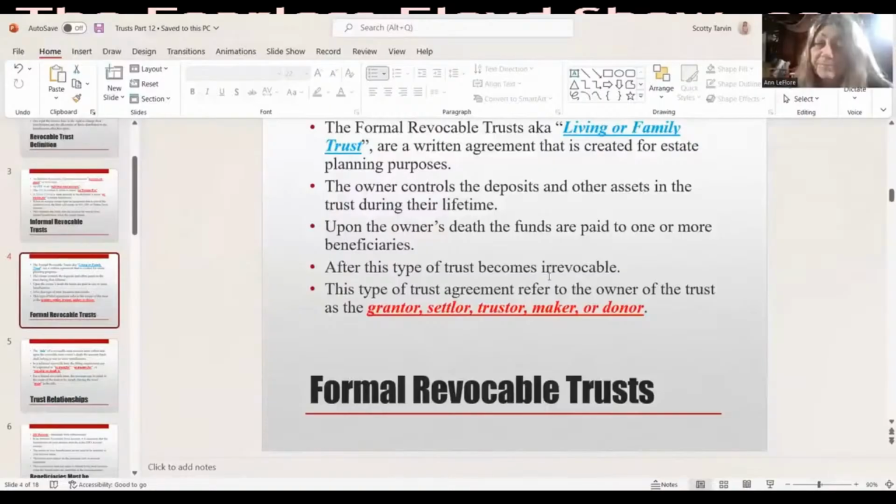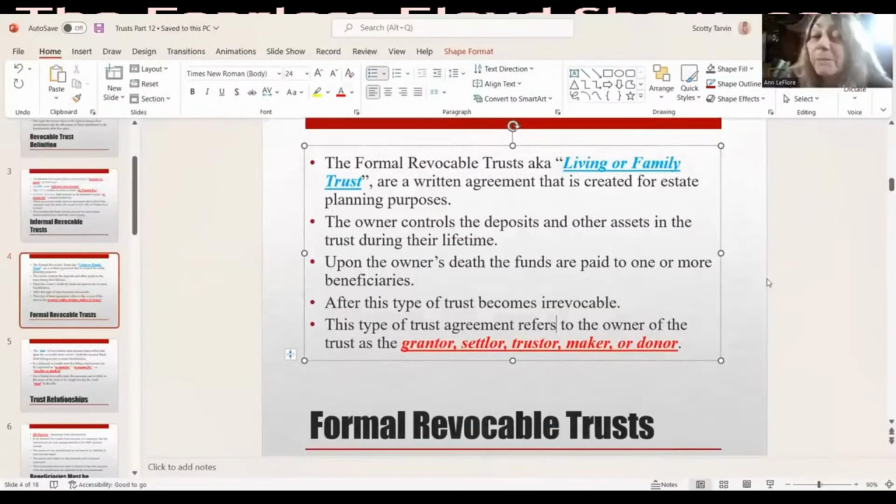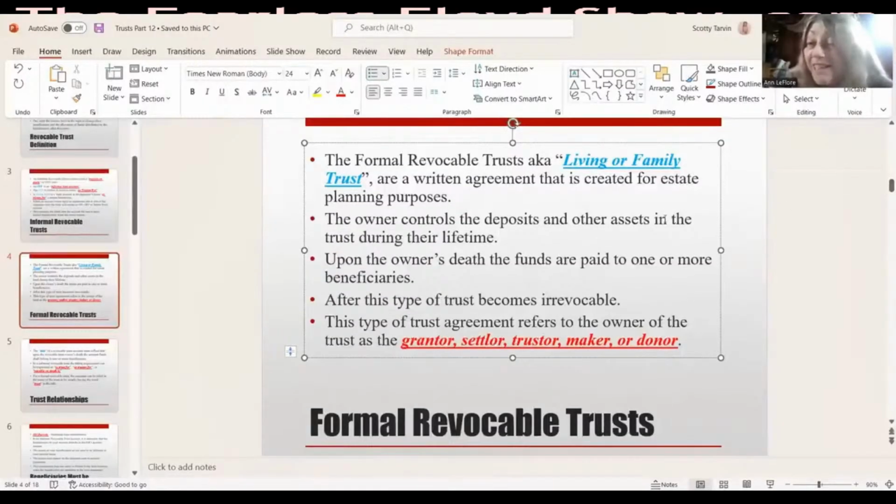After this type of trust becomes irrevocable, this type of trust agreement refers to the owner of the trust as the grantor, settlor, trustor, maker, or donor. So here we go. We need to have this revocable trust. This is our pastor again. And this is where we're going to be passing our money into our irrevocable trust, where we're going to put all of our major assets into that. Our major assets are our property, our stocks, our bonds, our gold certificates, things like this.